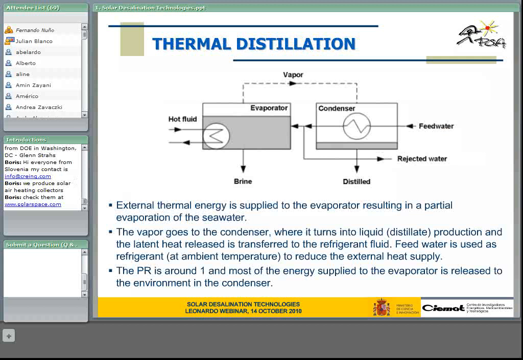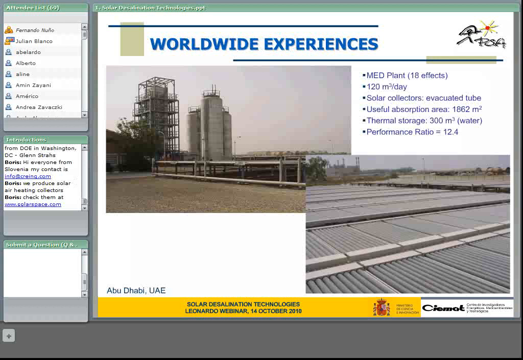Why multi-effect? We see that this is the best technology today to couple with solar energy, because of the comparison between multi-effect distillation and multi-flash. Multi-effect is much more energy efficient. I mean that the thermal energy needed by multi-effect is much lower than multi-flash.